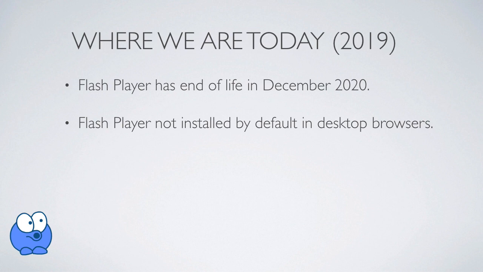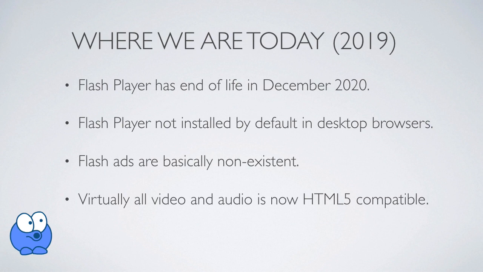That means you have to manually install it, and when you encounter Flash content, you usually have to click to play. Flash ads are basically non-existent, and virtually all video and audio is now HTML5 compatible, so sites like YouTube and Hulu and Netflix can get you video without the Flash Player.